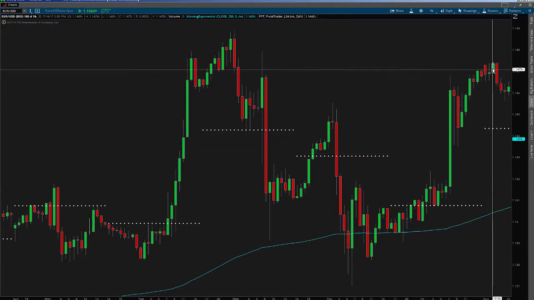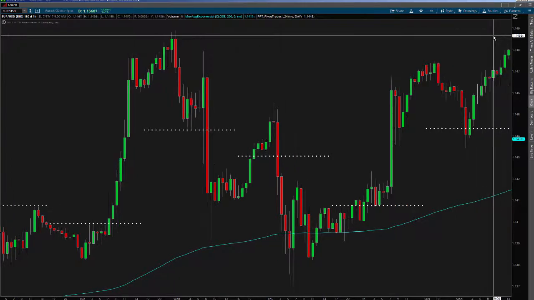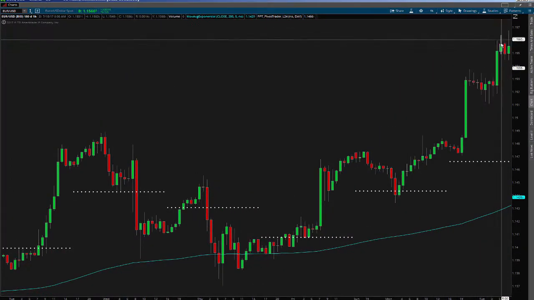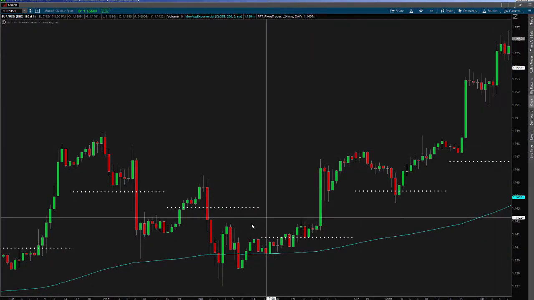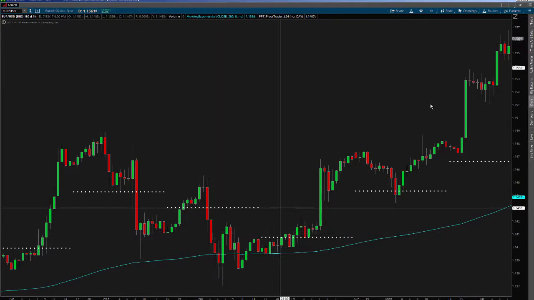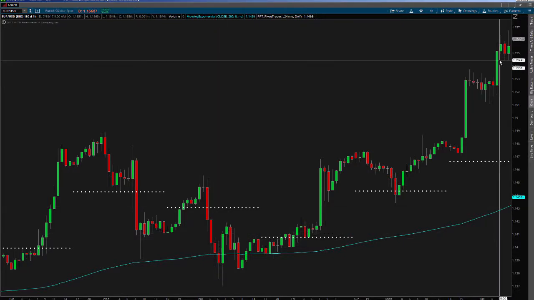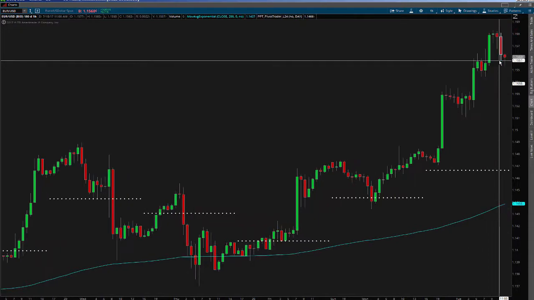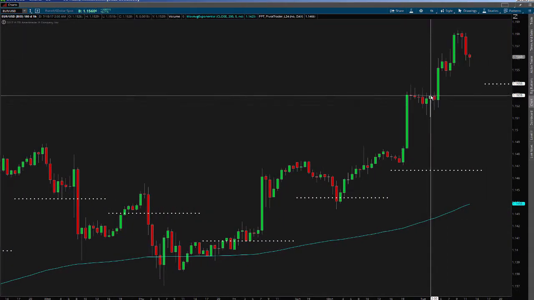Actually, the target was 1549, so it ended up hitting target right up here. So the entry was all the way down here. It's a 135 pip target. Okay, so now I don't have any other trades to make on this pair.